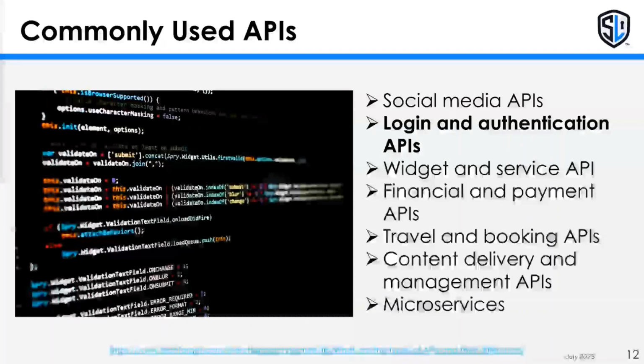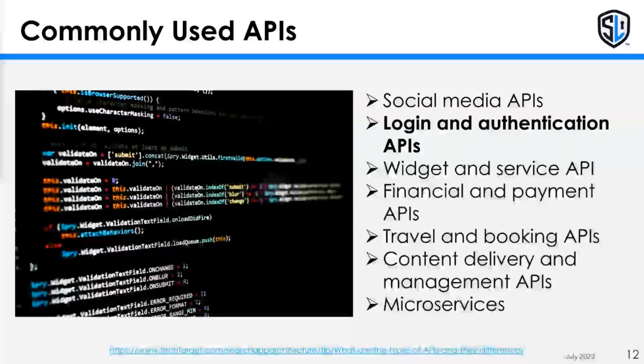Login and authentication APIs, which we all use all the time. And I bolded that for a reason we'll get back to after we go through the list. Right. Widget and service APIs, financial and payment APIs. Banking APIs were the number one target of hackers. They're not anymore because they can make more money directly by stealing from you instead of stealing from your bank to steal from you. But they are still a thing. Travel and booking APIs, content delivery and management, and then microservices, which we do see.